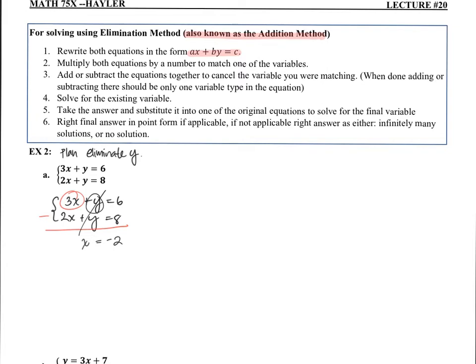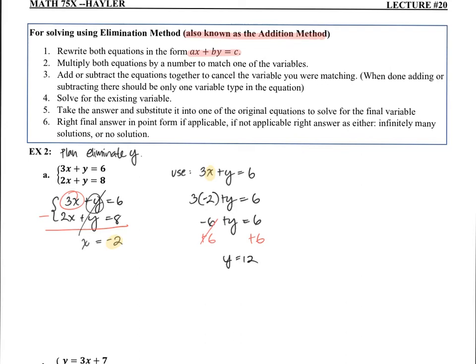So now we have to figure out how to find y. Well, same thing, we're going to plug the x value into either the top one or the bottom one. It doesn't matter which one. So let's just use the top one. Normally use the simpler equation. And let's sub negative 2 in for the x value and solve. So 3 times negative 2 plus y equals 6. Negative 6 plus y equals 6. Let's add 6 to both sides to get y by itself. And we're left with y equals 12.